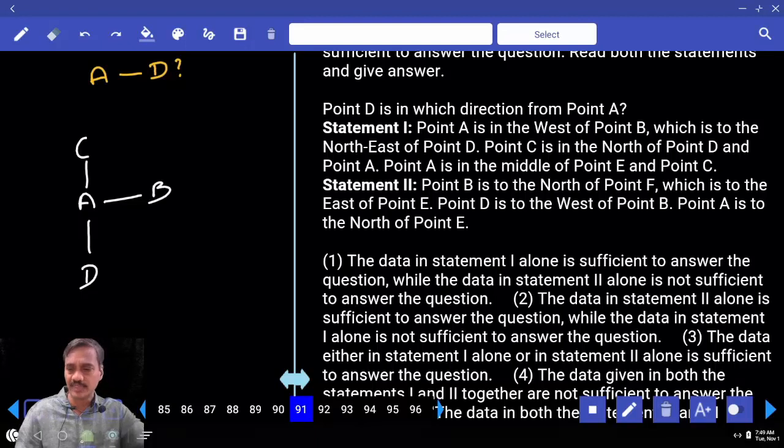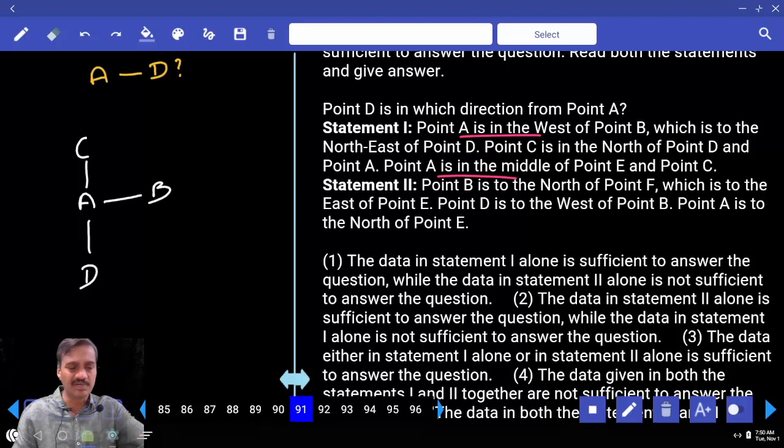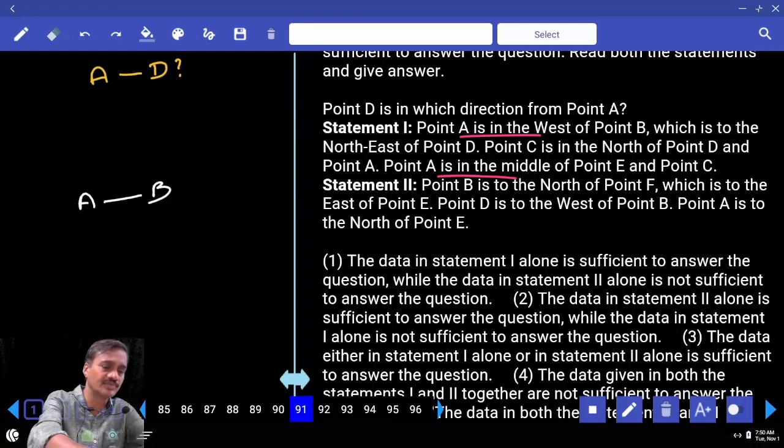Then according to this, we still have one more piece of information left. A is to the west of B, B is to the northeast of D, and C is to the north of D, and C is to the north of A as well. And at the same time, A is in the middle of E and C. Then where should E come? Is that fine? A itself is in the middle of E and C, so E must be below. We do not need that information, what we need is whether D can be determined. And D is in which direction from A? North. Are you getting a unique answer or not? Hence 1 alone is sufficient. D is to the north of A. Then next one.